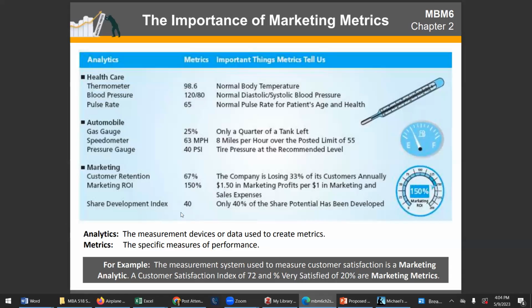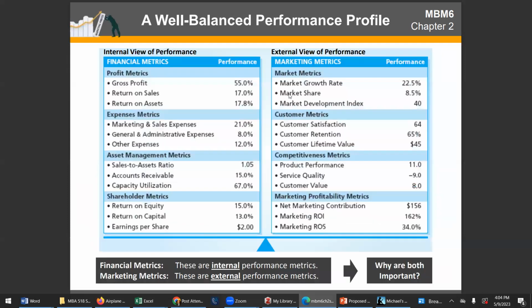Share development index. So let's say in this hypothetical example, if the share development index is 40, we could say only 40% of the opportunity or share potential has been developed. Okay. So here, we're just acknowledging that marketing metrics are, in some sense, very expected because we have metrics in lots of other parts of life that tell us how we're doing. Okay.